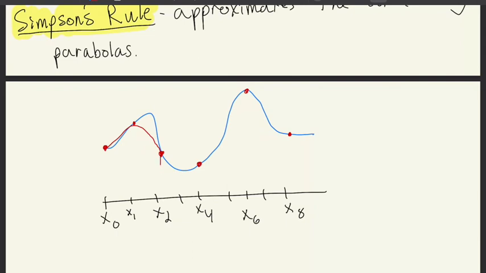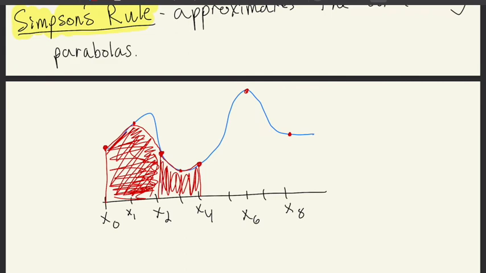So we connect the dots. This looks like it's going to be a maximum, and that's our parabola. You then connect the dots between x2 and 4, with x3 being the lowest point. So you'd go like this, and then you go up.